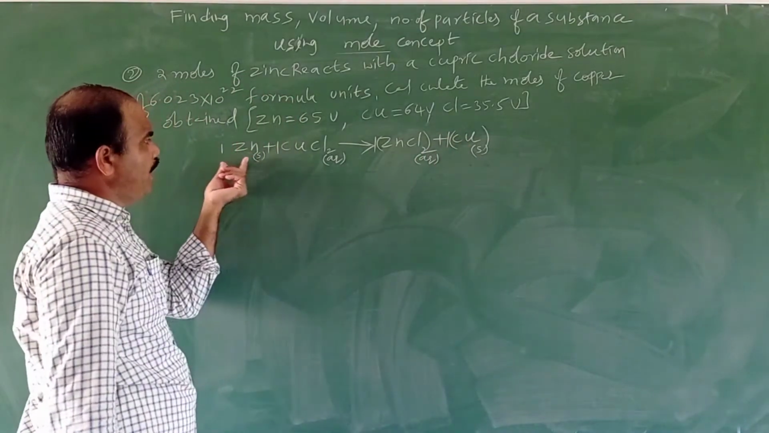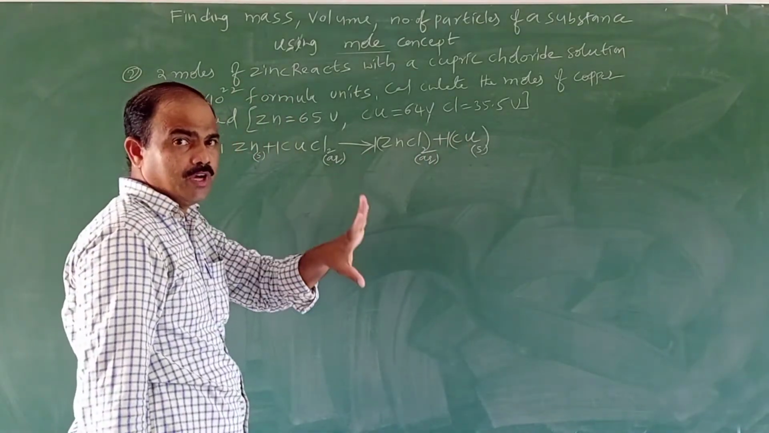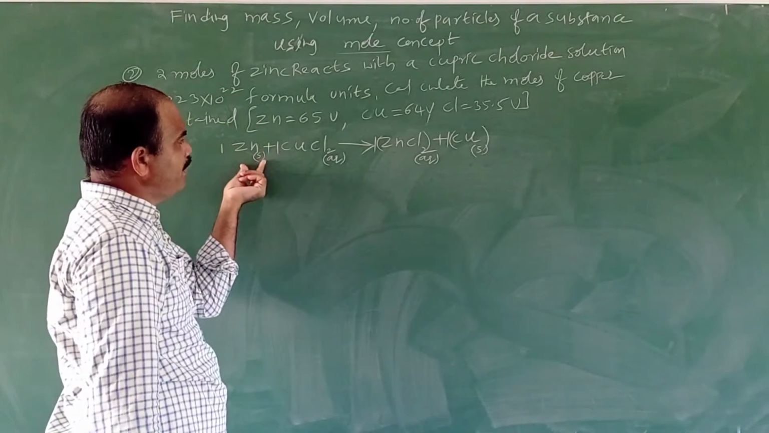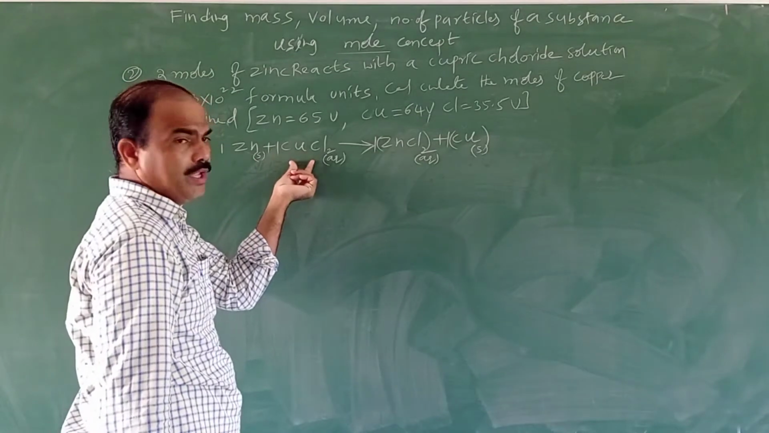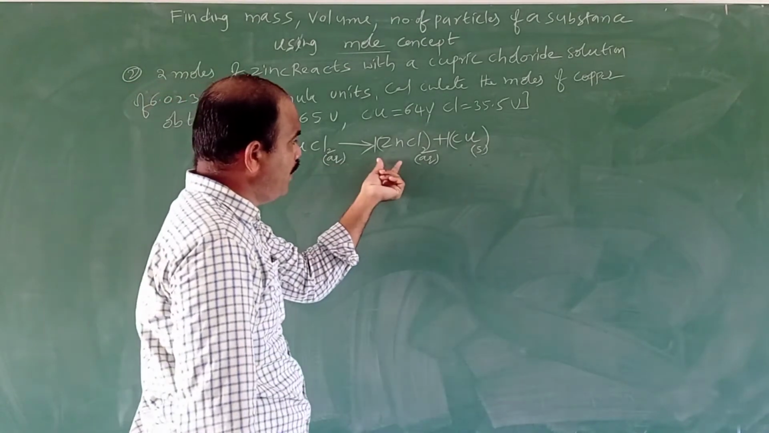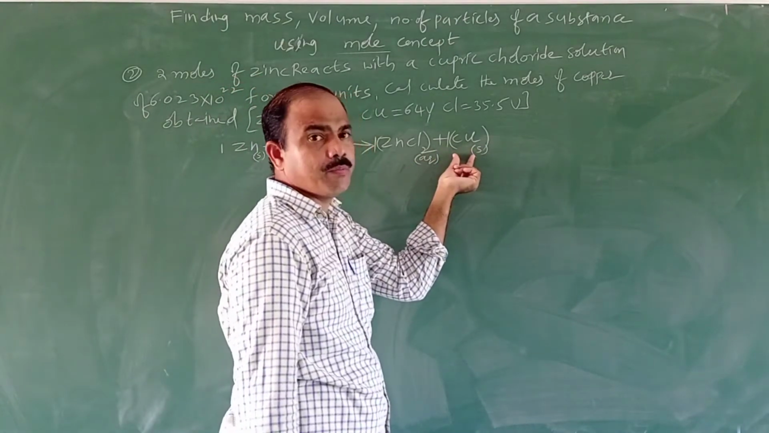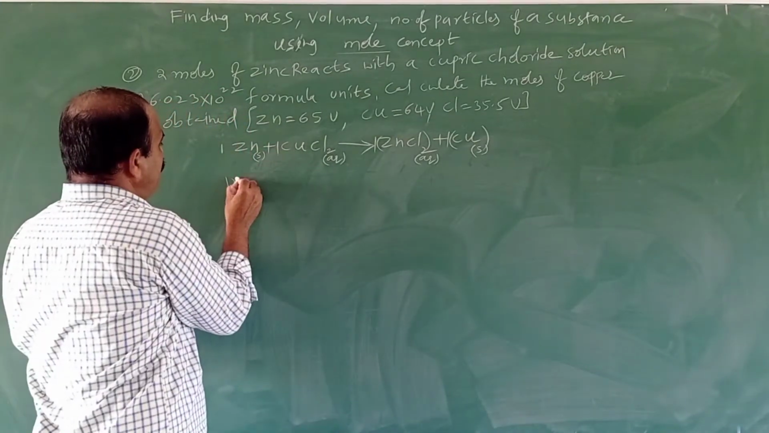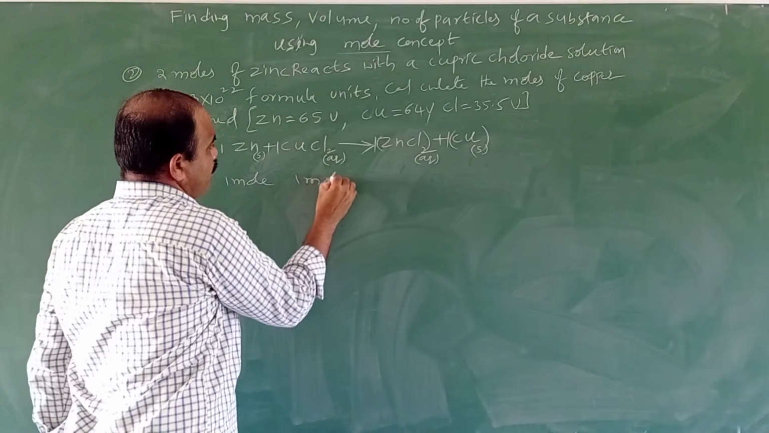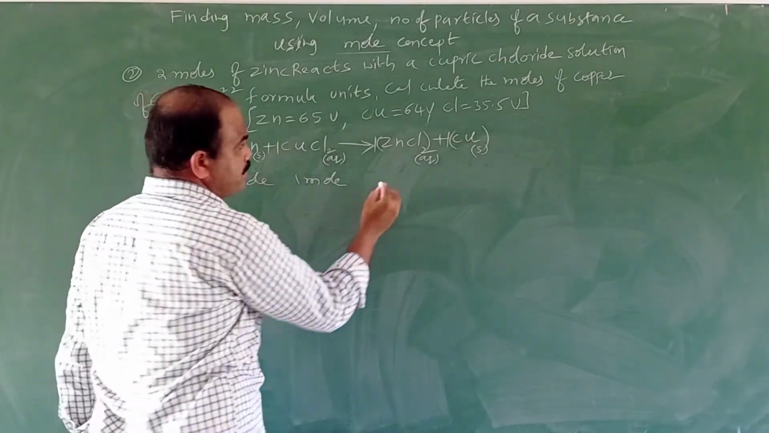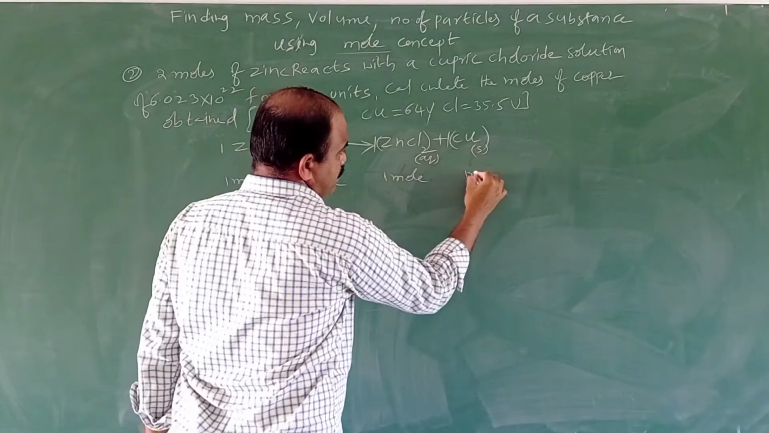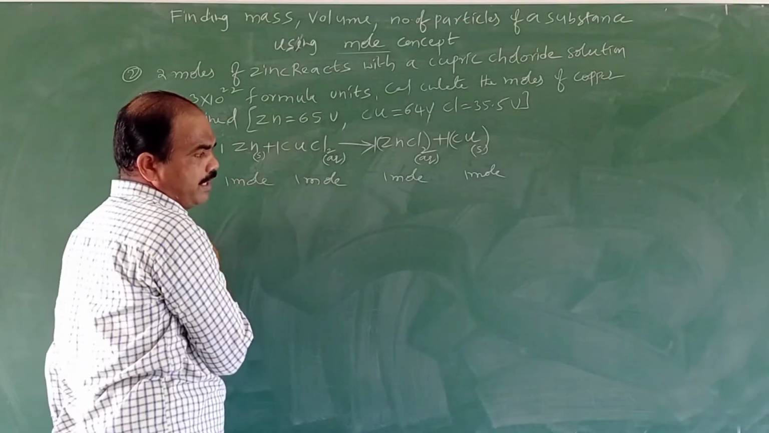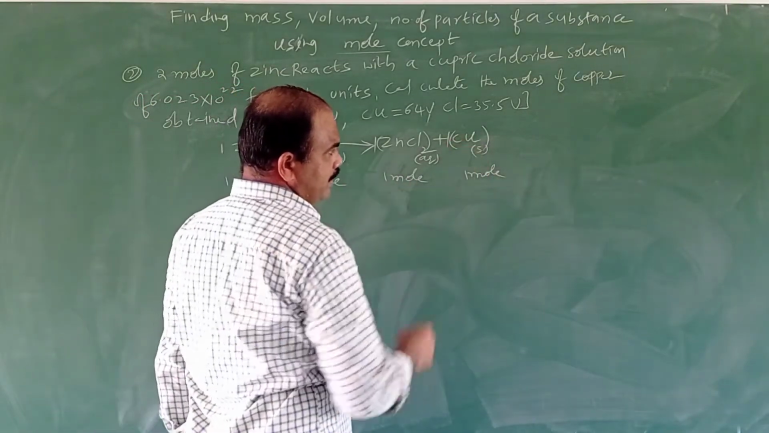Nothing but 1 mole of zinc, and the coefficients indicate the number of moles in the balanced chemical equation. So 1 mole of zinc will react with 1 mole of the cupric chloride or copper chloride. So 1 mole of zinc chloride and 1 mole of copper is produced, because the coefficient gives the number of moles. So if 1 mole of zinc and 1 mole of copper chloride are reacted, 1 mole of the copper is produced.